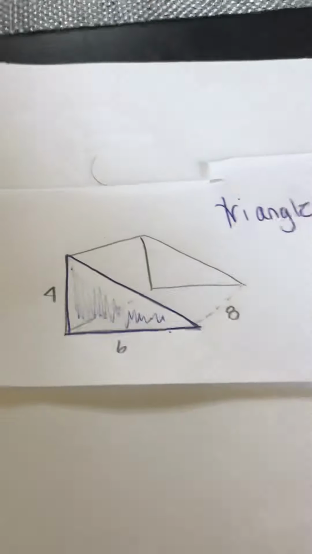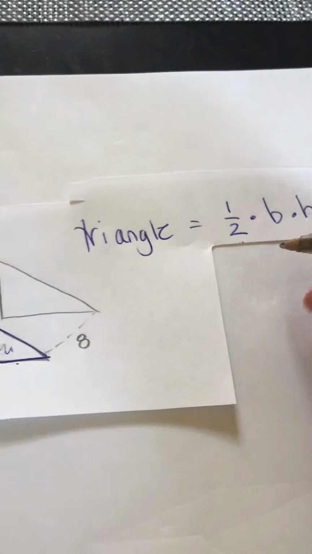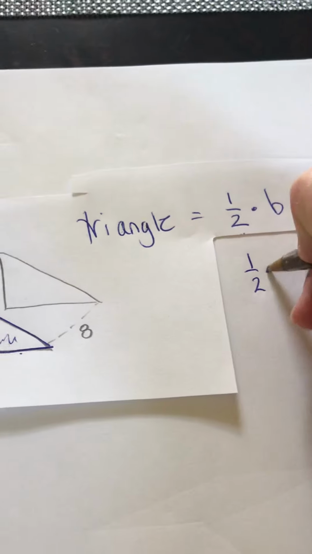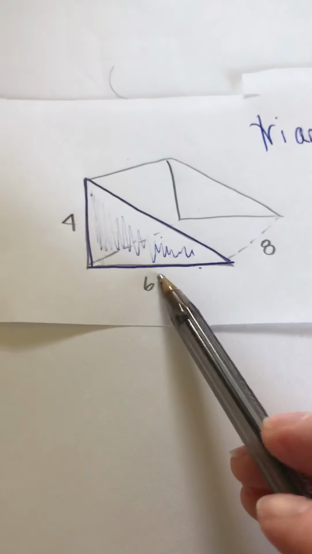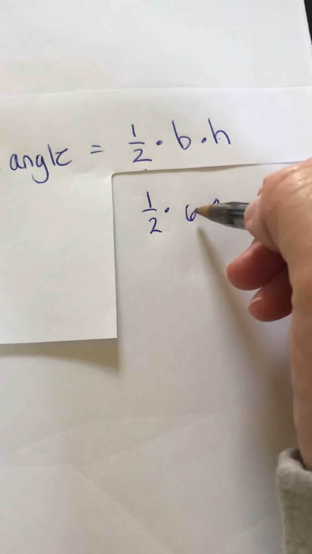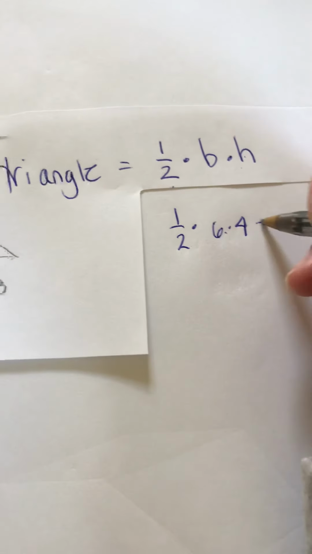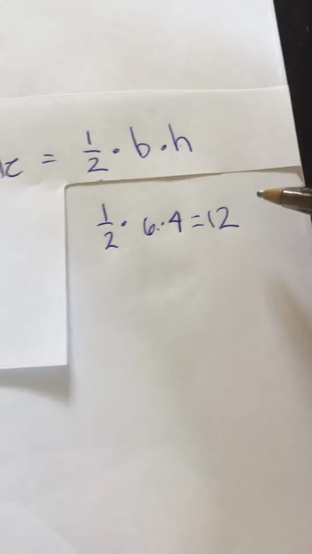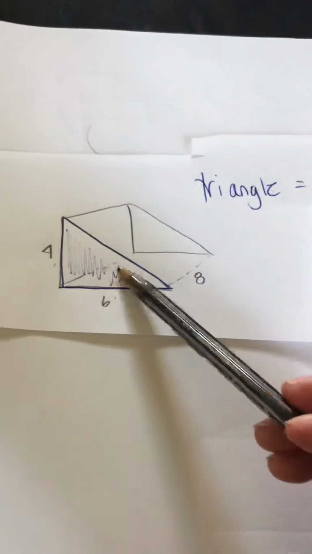Let's look at the triangular prism. We recognize it as a triangular prism, so each base is a triangle. The first thing you're going to do is find the area of the triangle, which we did a couple weeks ago. To find the area of a triangle, we do 1/2 times the base, which is 6, times the height, which is 4. 1/2 of 6 is 3, and 3 times 4 is 12. So 12 is the area of this triangle.